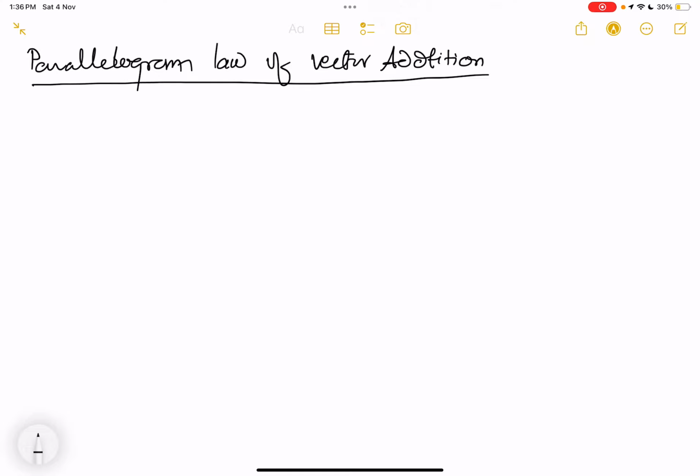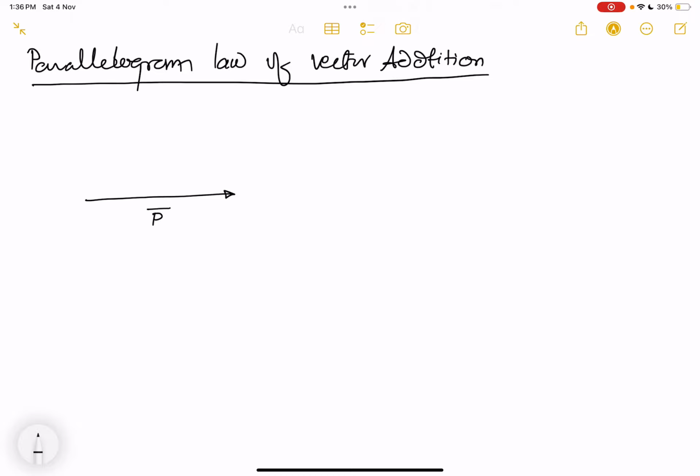Okay, so let us see how to do the parallelogram law of vector addition. So we have two vectors. Now here we will find out the magnitude as well as the direction. So look at it carefully. We have two vectors. One vector is vector p. Let us say that this is vector p is here.